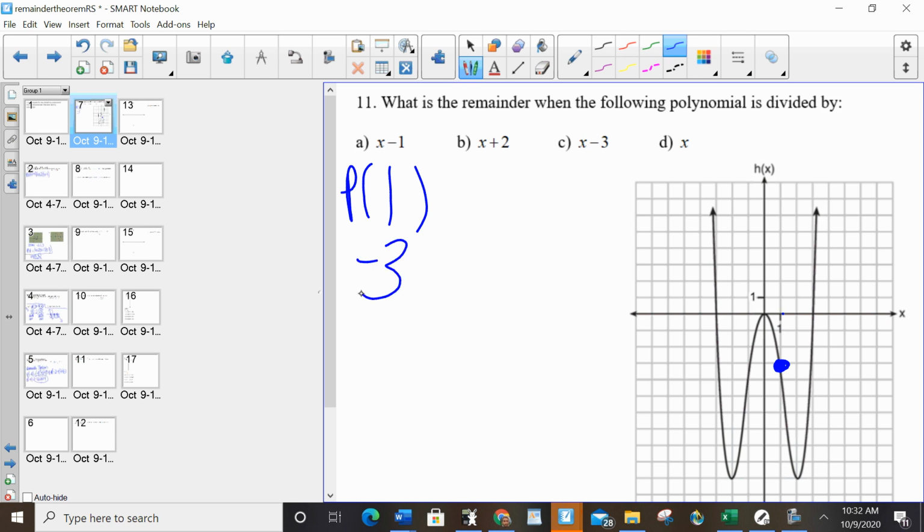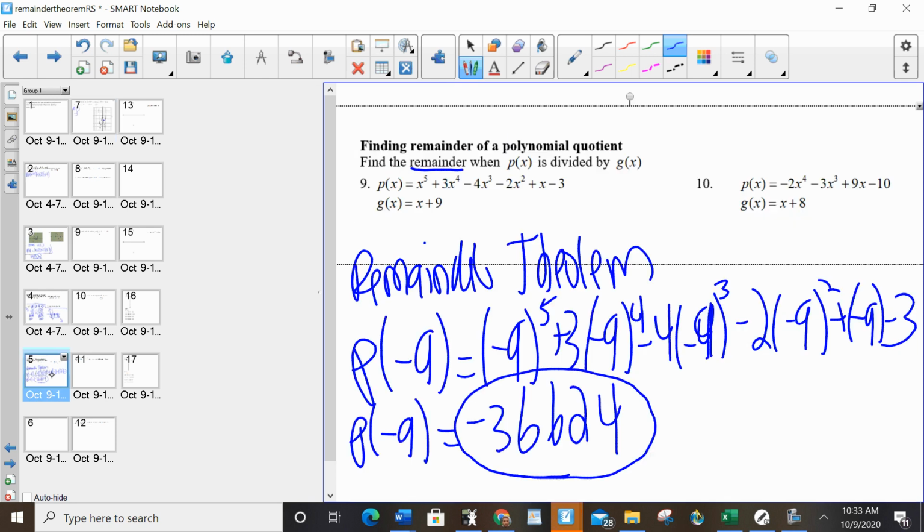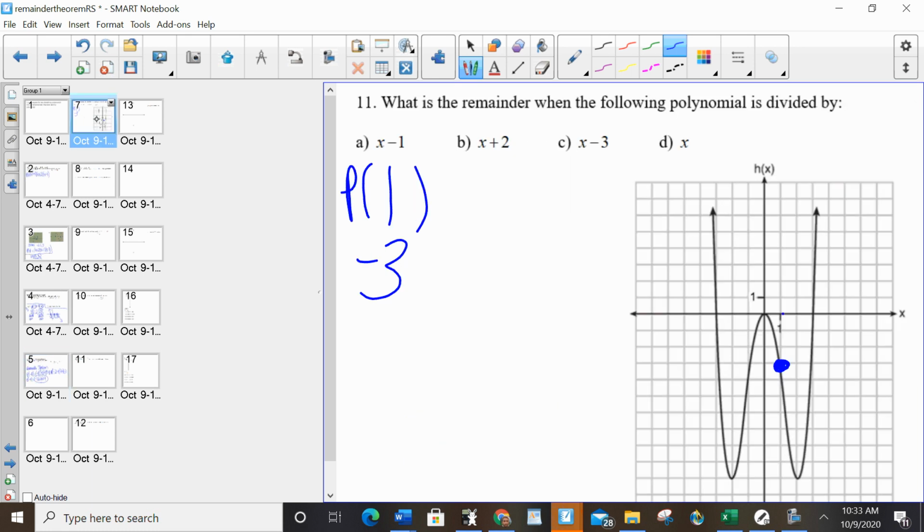And that's it. So if you're doing the remainder, either way, you're substituting the opposite of what you're dividing by into the function. Algebraically, you're just replacing the x and you're finding the y by subbing in. Graphically, again, you're still replacing the x and you're finding the y. You're just finding that y value for that x value on the graph.